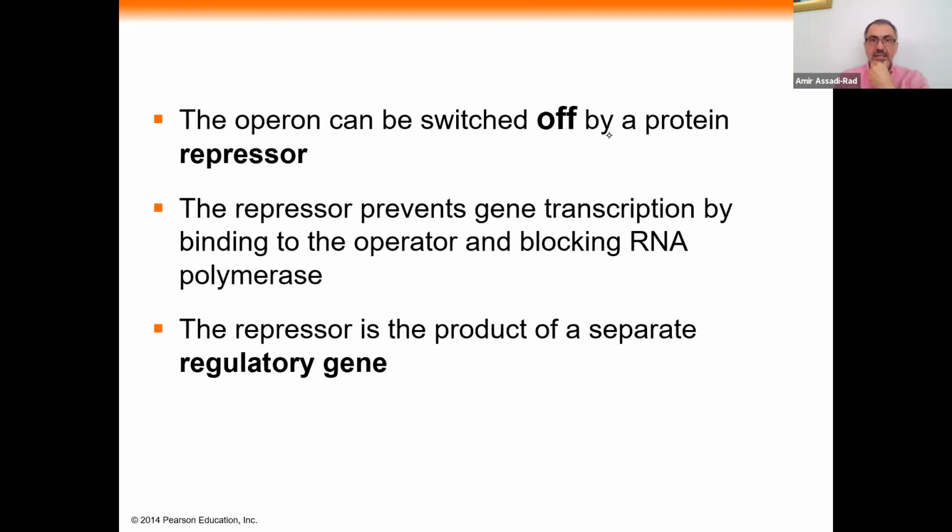The repressor prevents gene transcription by binding to the operator and blocking RNA polymerase. Okay, so RNA polymerase, as you know, is responsible for transcription, the beginning of protein synthesis, making the mRNA. You remember that from last chapter, and then the mRNA goes to the cytoplasm and makes the protein molecule.